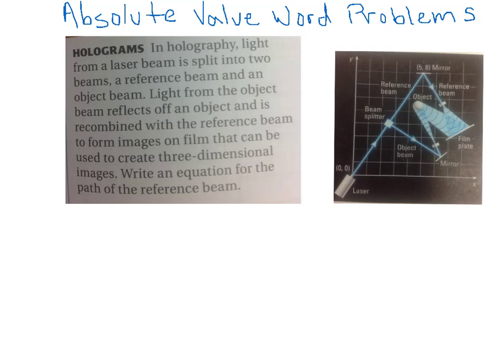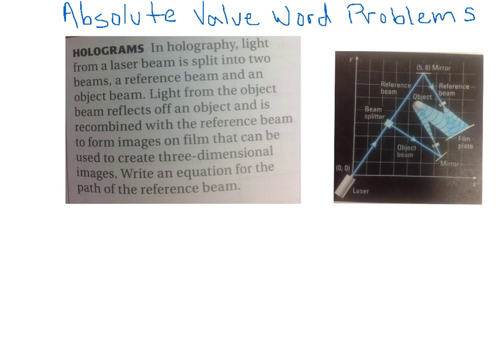All right, today we're taking our absolute value functions and we're going to look at them in some word problem situations, some things where they might actually occur in your everyday life or maybe in your future or in somebody's everyday life. So the first one we have here is about holograms.